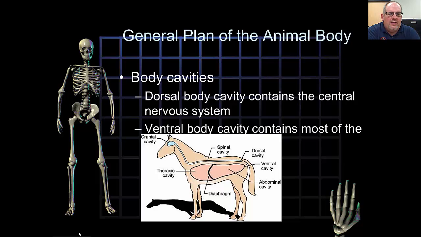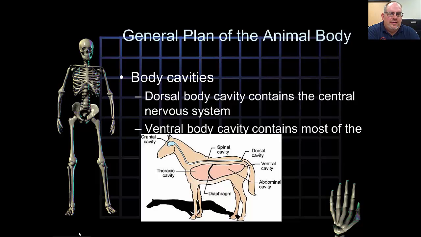The ventral cavity is going to be below it, right next to the belly and the chest. And so you have one whole ventral cavity, and we actually split the ventral cavity into two parts. We have the thorax, which is going to contain the lungs and the heart, and then we're going to have the abdomen, which is going to contain the digestive organs, reproductive organs, and the urinary tract.